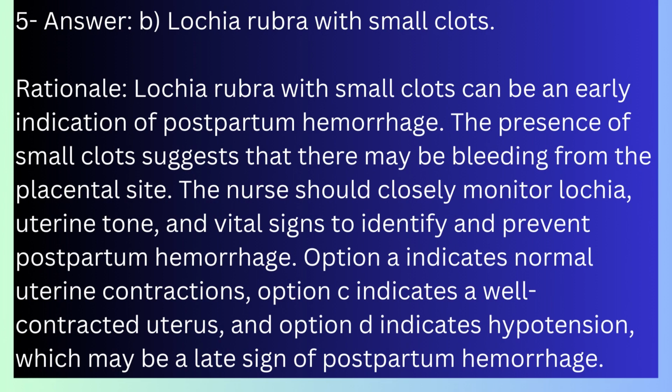Rationale. Lochia rubra with small clots can be an early indication of postpartum hemorrhage. The presence of small clots suggests that there may be bleeding from the placental site. The nurse should closely monitor lochia, uterine tone, and vital signs to identify and prevent postpartum hemorrhage. Option A indicates normal uterine contractions. Option C indicates a well-contracted uterus, and Option D indicates hypotension, which may be a late sign of postpartum hemorrhage.